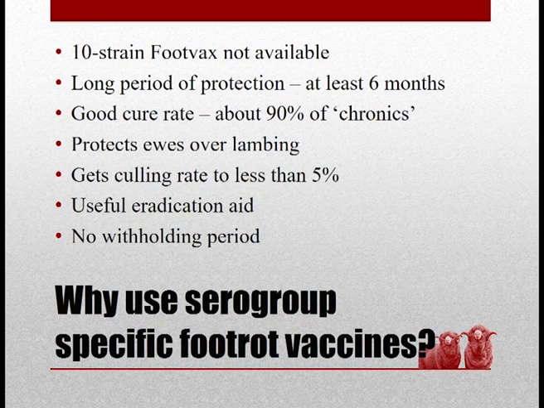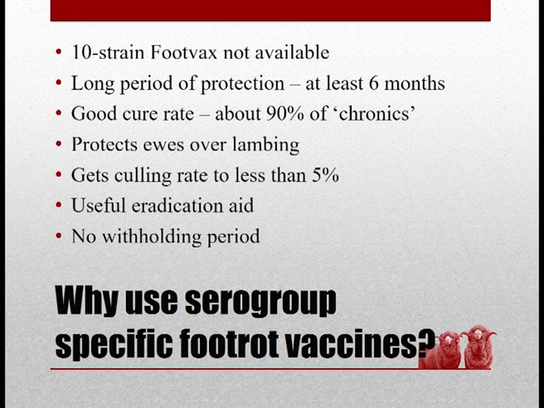So why use serogroup specific vaccines? Well, the 10 strain is no longer available. We get this long period of protection. We're getting good cure rates. We had one property in Tassie that took the chronics, the badly affected sheep, at their summer inspections, and they treated those and cured 90% of them. So they were pretty happy with that. We can protect the ewes. We're vaccinating ewes now, and that immunity will take them through this winter, through next spring, and we expect to do the eradication inspections next summer.